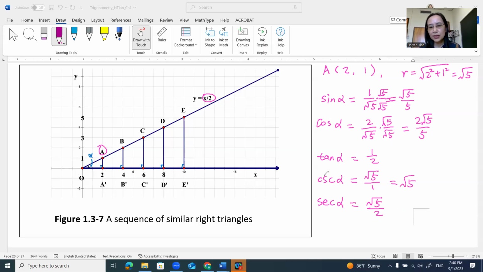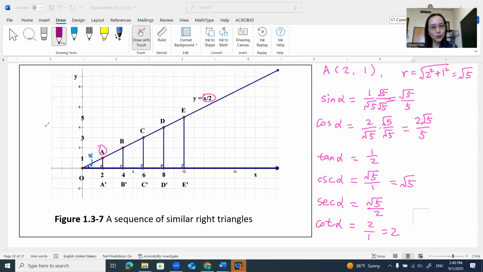And then last one is cotangent alpha. Cotangent alpha is x over y. So 2 over 1 is 2. So now we have found all 6 trigonometric function values for the angle alpha, using this particular point A, which I circle using a pink.